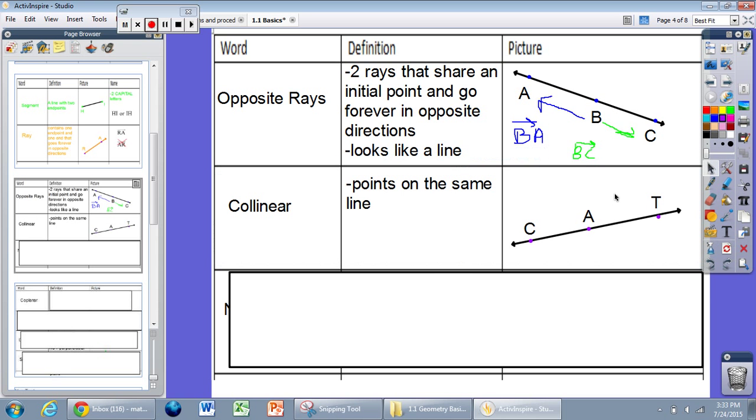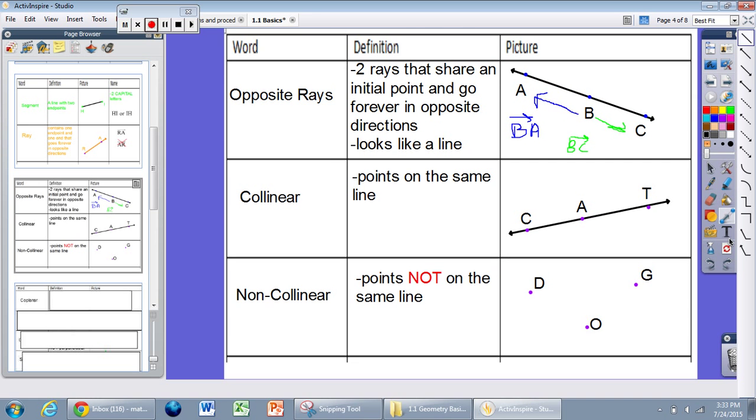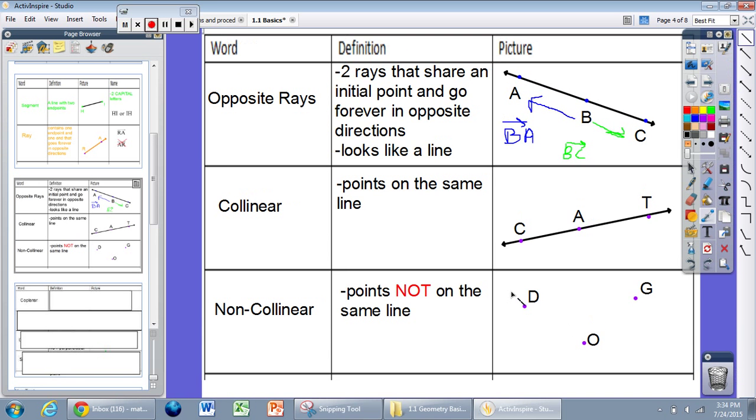We have collinear, which means you have points that are on the same line. So here are my points C, A, and T. They're all on this line right here. And then the opposite of that is non-collinear, points not on the same line. If I tried to draw a straight line through D, O, and G, I can't draw it through all 3 of them at the same time.